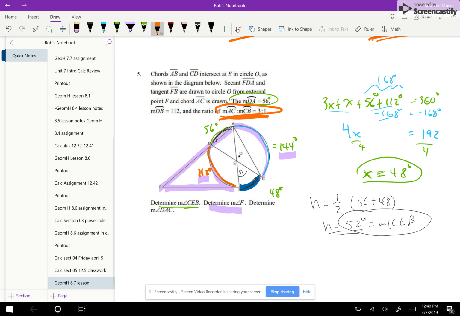Okay, so the measure of angle F is 1/2 of 144 minus 112. It's half of, what is that, 32, which is 16 degrees. That's the measure of angle F. Answer my question, right?